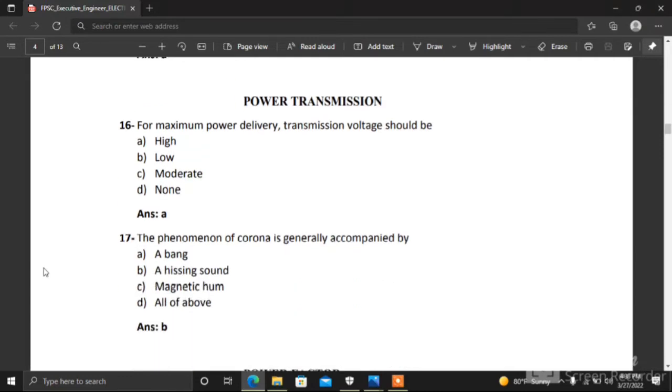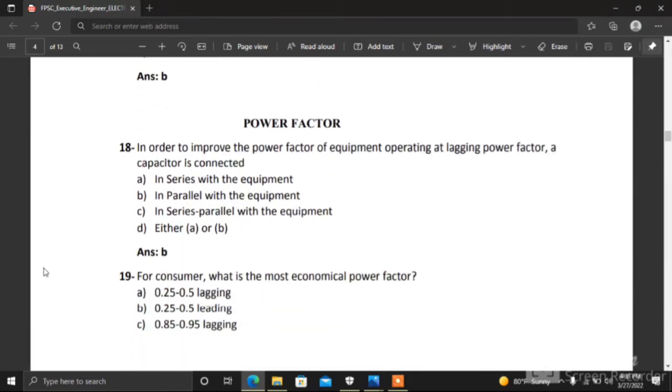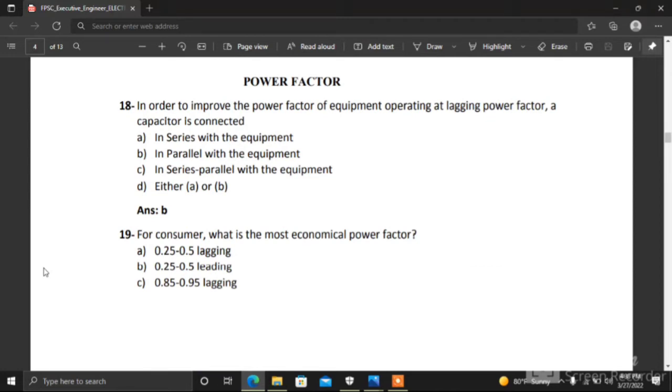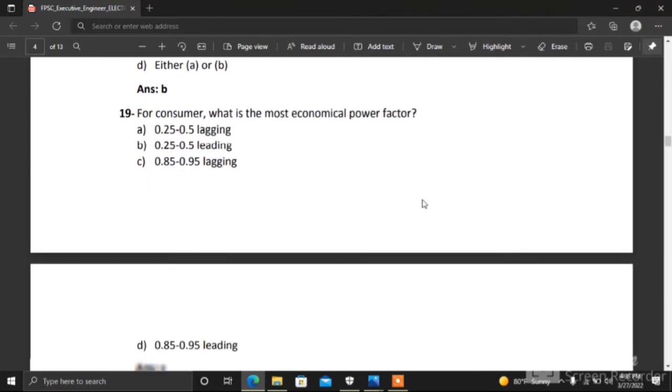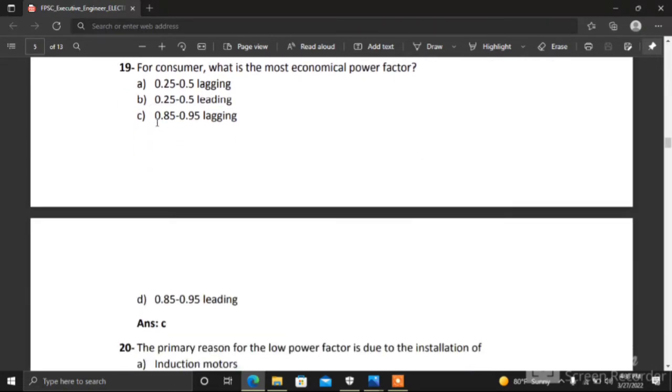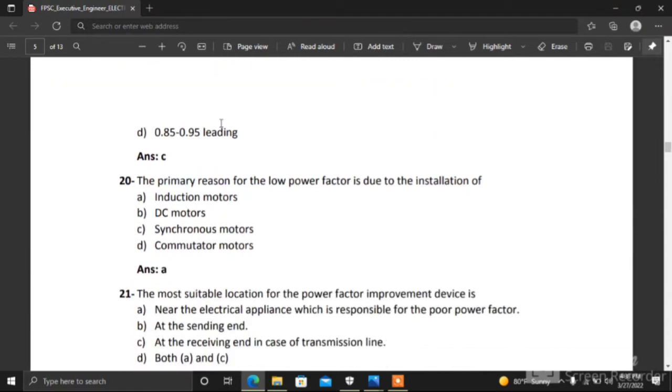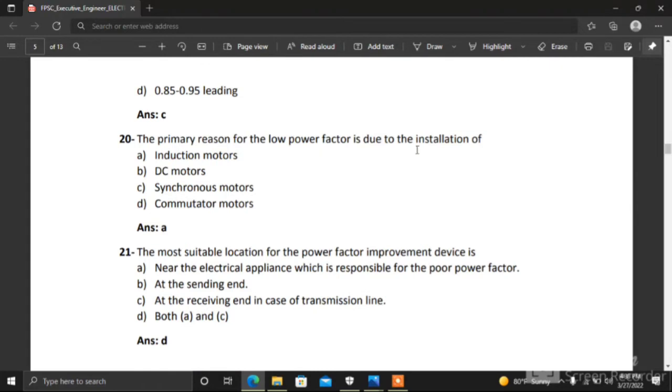The phenomenon of corona is generally accompanied by a hissing sound. Correct option is B. Power factor questions. In order to improve the power factor of equipment operating at lagging, connect, correct option is B, in parallel with the equipment. For a consumer, what is the most economical power factor? Correct option is C, 0.85 to 0.95 lagging. The primary reason for low power factor is the installation of induction motors. Correct option is A.